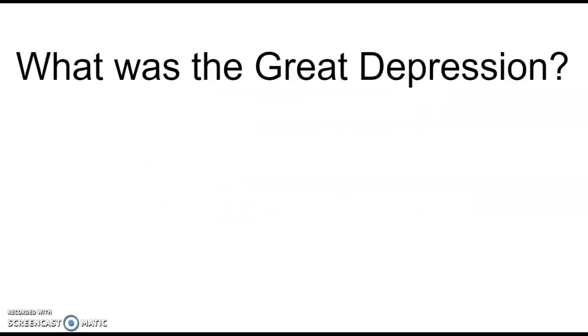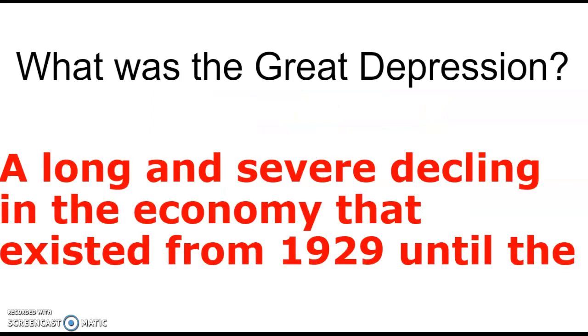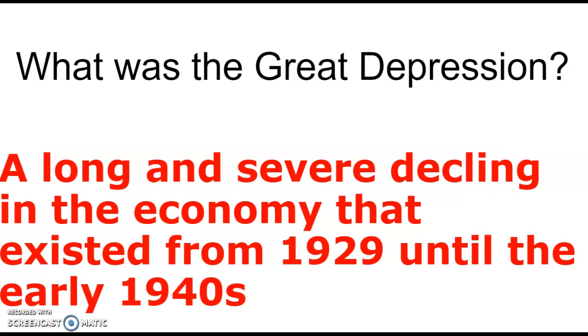All right, we are now on the next section, the Great Depression. And of course, if you're following along on your test review, this is number 19. What was the Great Depression? A long and severe decline in the economy that existed from 1929 until the early 1940s. And of course, decline is misspelled. That should be an E at the end.